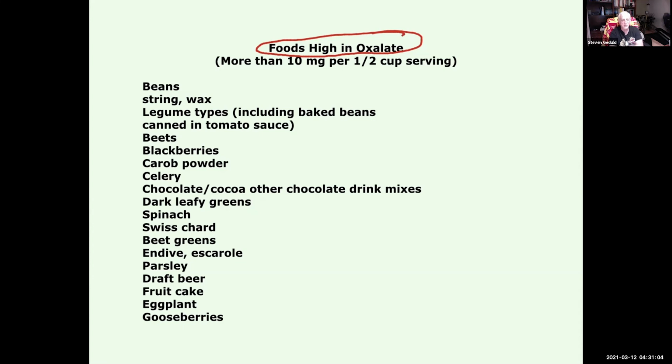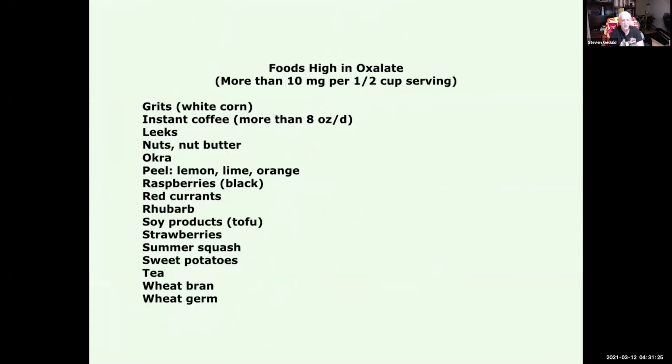So here's a list of some foods that are very high in it. I know everybody loves draft beer, right? You've got to realize that's high in oxalic acid. That's not like drinking water. You can't substitute beer for water. Doesn't work that way. Eggplant, gooseberries, spinach, celery. Other foods: grits, instant coffee, leeks, nuts, okra, summer squash, tea, wheat bran, wheat germ. All those have high concentrations of oxalate and oxalic acid.